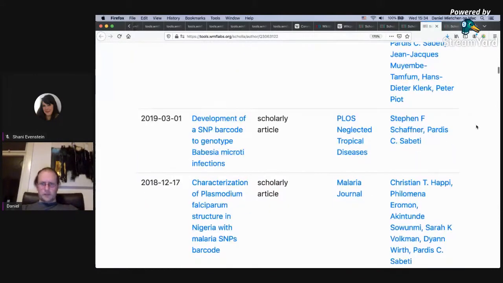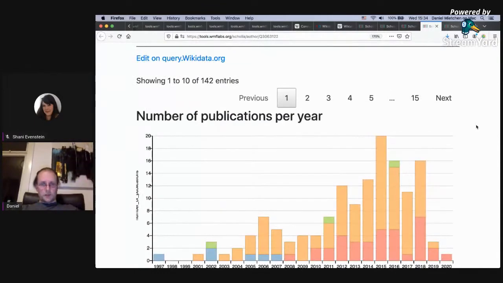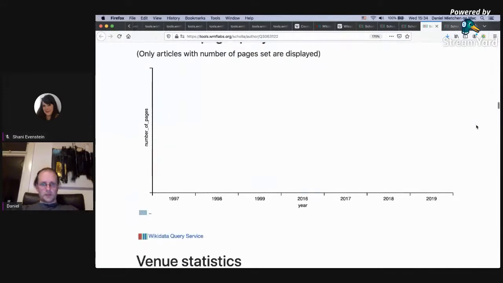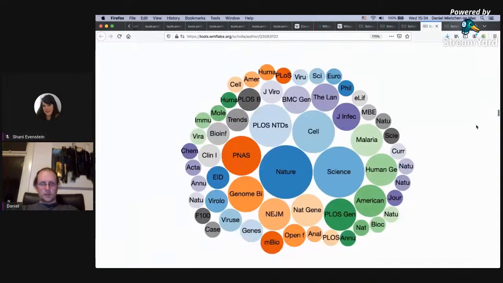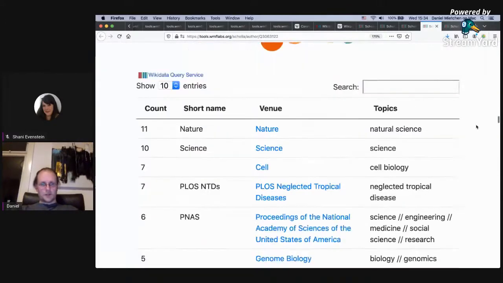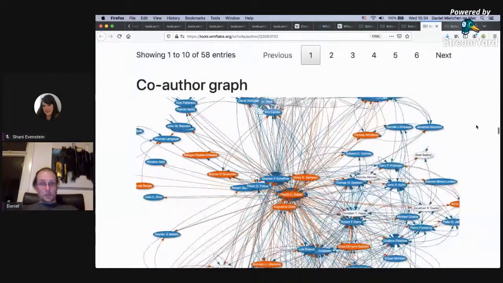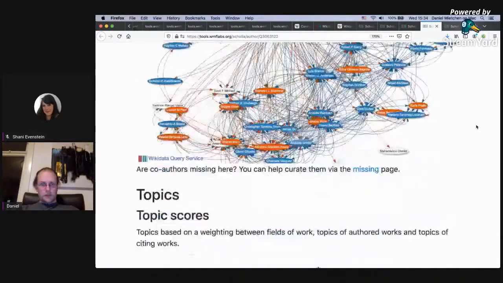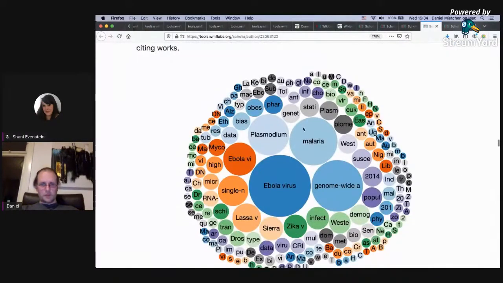So that was a slight excursion. So below the list of publications, we have a number of publications per year. In principle, we would also have the number of pages, but that's not very well curated. You can look at what their favorite journals to publish in are. Yes, everybody loves Nature and Science. Well, maybe not everybody. We see which people publish with this target person here. And then what are the topics that this person publishes on? So Ebola virus, for instance, malaria, they are quite prominent.